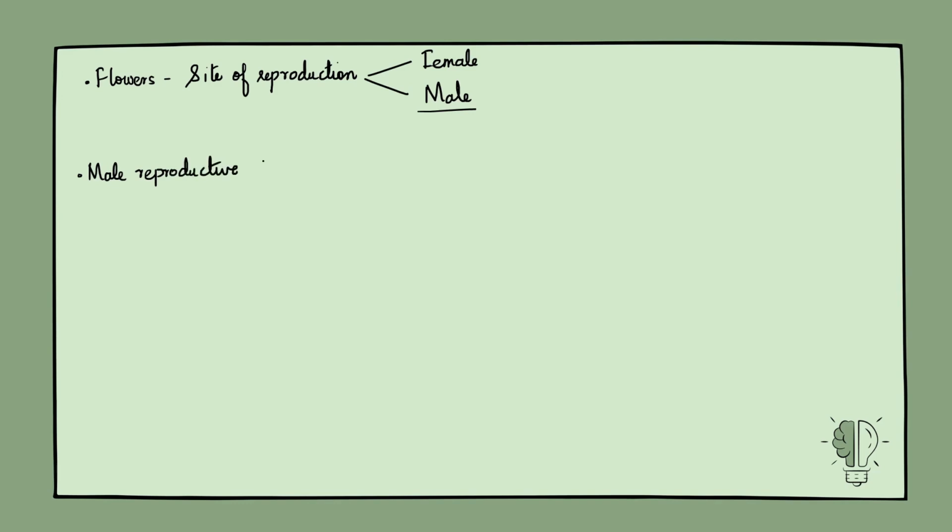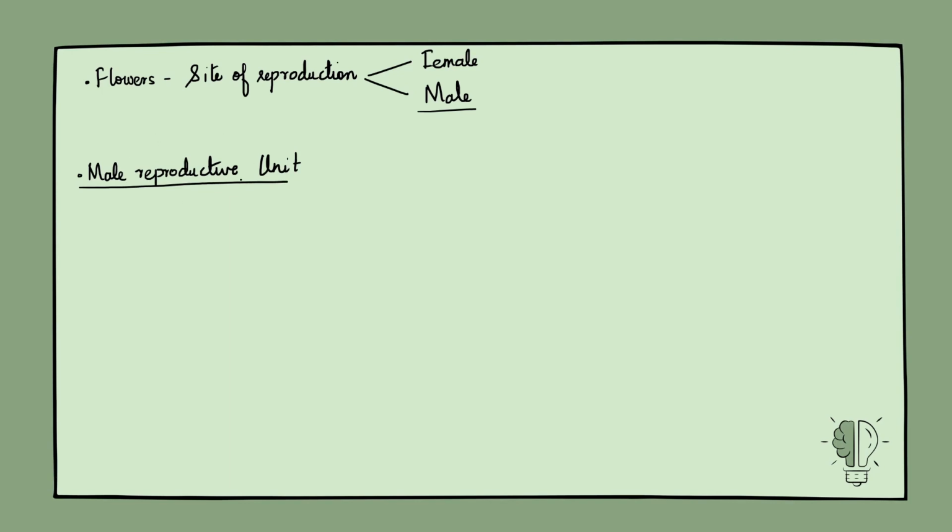Now, first we need to know that flowers are the site of reproduction in flowering plants. So a flower will have a female reproductive unit and a male reproductive unit, right? Now in this session, we'll be learning about the male reproductive unit.